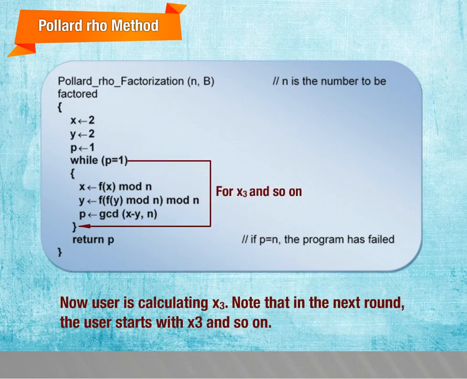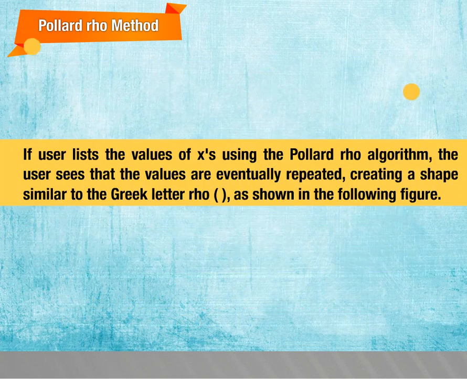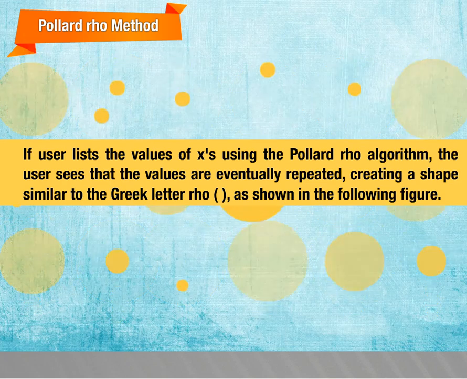Now the user is calculating x3. Note that in the next round the user starts with x3 and so on. If the user lists the values of x using the Pollard rho algorithm, the user sees that the values are eventually repeated, creating a shape similar to the Greek letter rho as shown in the following figure.